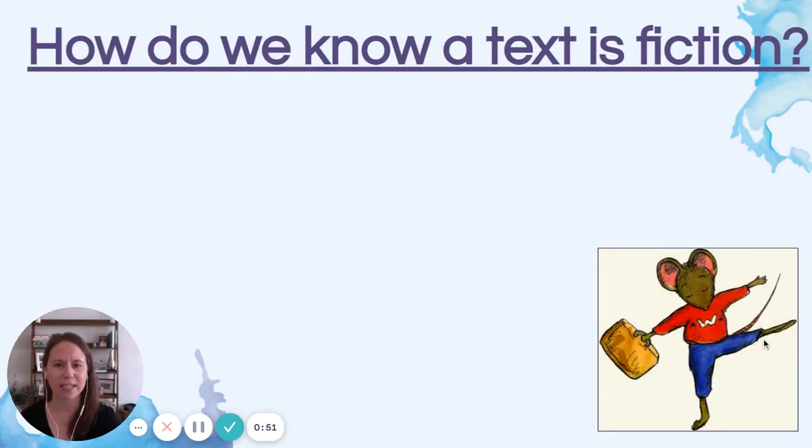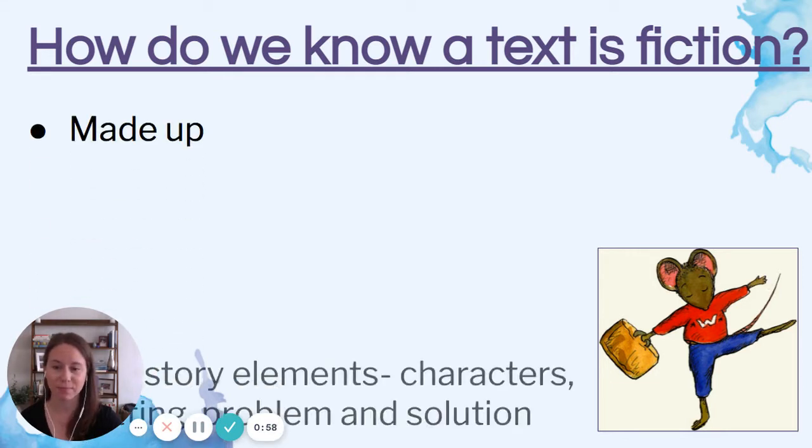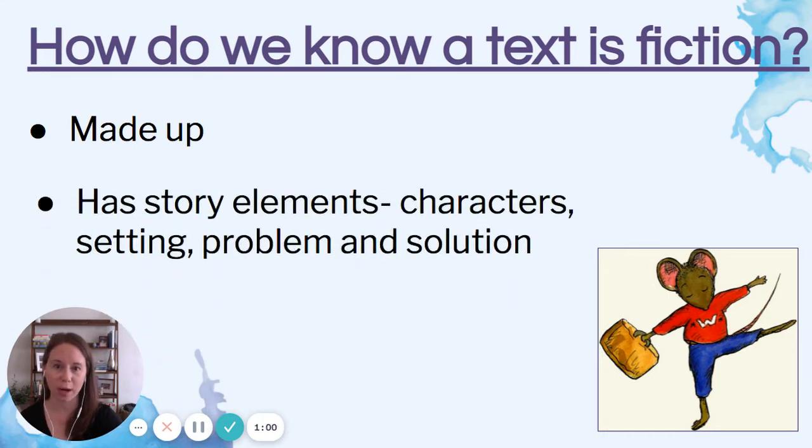How can we know if a text is fiction? Well, fiction stories are made up. Fiction has story elements like characters, setting, a problem, and a solution.